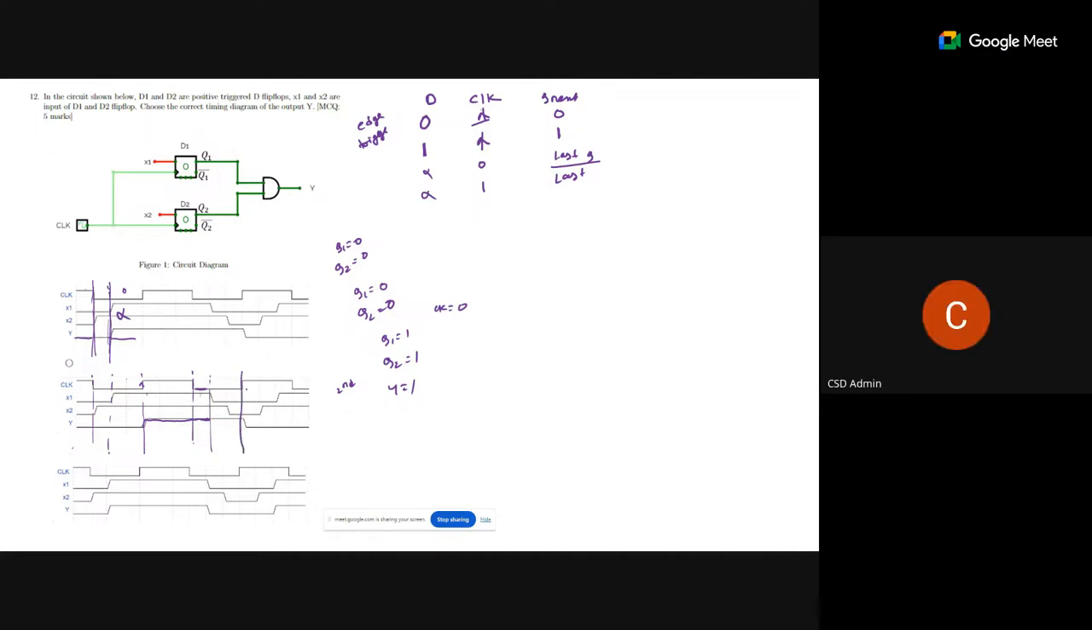Now let's see that X1 is low, right? X2 is also low. So both Q1 and Q2 will be 0, and Y will be 0. Correct. So this will be the end of that.